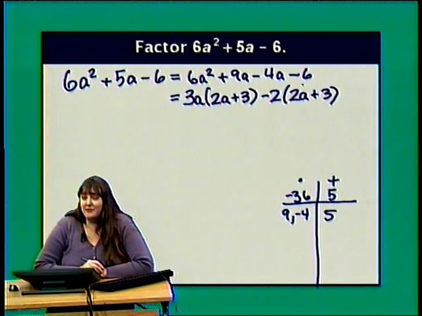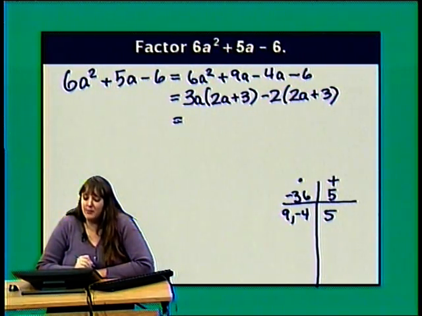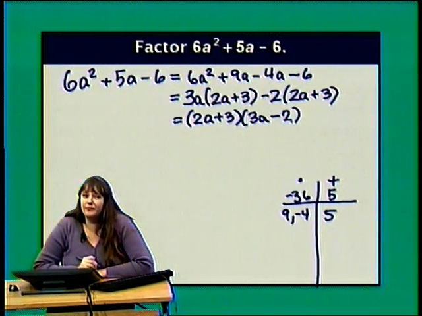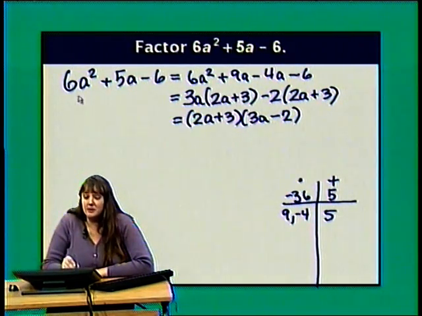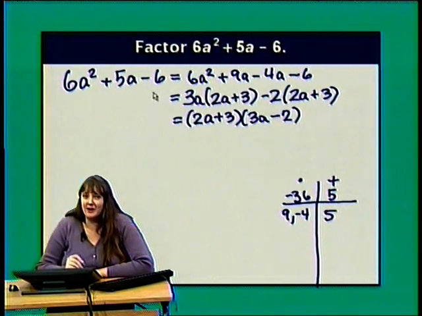I haven't finished factoring, though, because I still have that subtraction between these two terms. I noticed already I have a common binomial factor of 2a plus 3. If I pull that out, I leave behind 3a minus 2. Let's make sure this works. 2a times 3a is 6a squared. 2a times negative 2 is negative 4a plus 9a. There's my 5a. And finally, 3 times negative 2 is negative 6. So this factorization works.